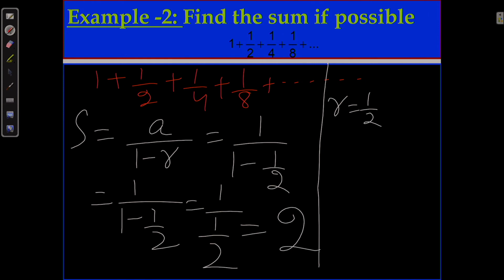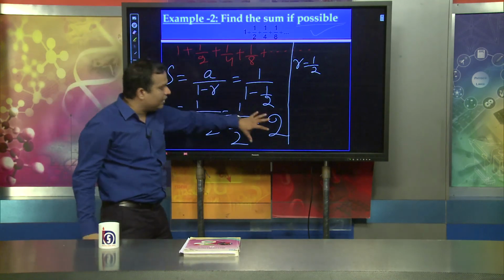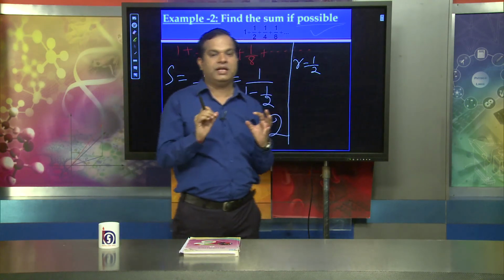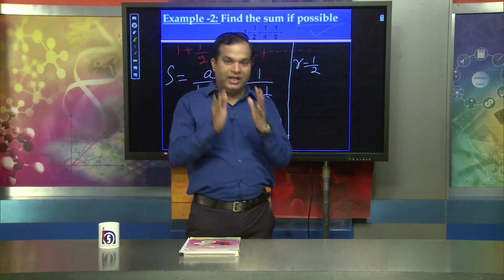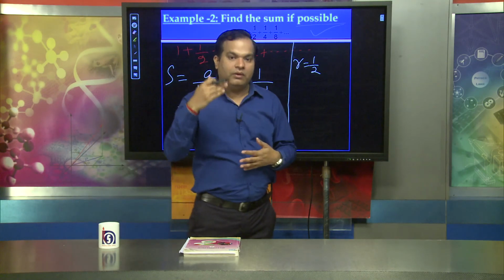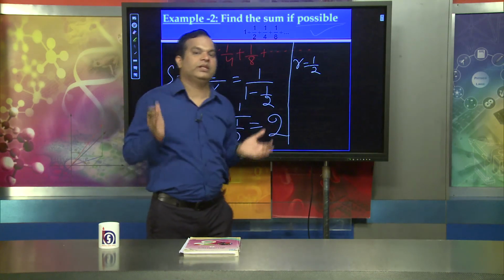So here we can give a very important result: first we have to declare that the sum is possible, and the sum is equal to 2. That is the very important thing. In the case of an infinite series, we must check the modulus value of r, that means the common ratio must be less than 1. Then we can find the sum of an infinite geometric series, otherwise we cannot.